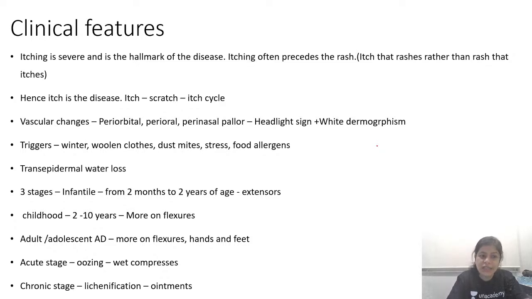Okay, so definitely itch is the hallmark of the disease in patients with atopic dermatitis. In addition, you also see certain vascular changes, like the periorbital, perioral and perinasal pallor, which we just described as the headlight sign. And there is also white dermographism. Now remember, this is again a very important MCQ. White dermographism is seen in atopic dermatitis.